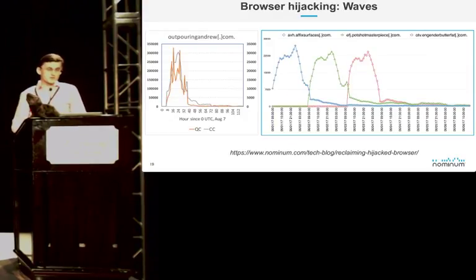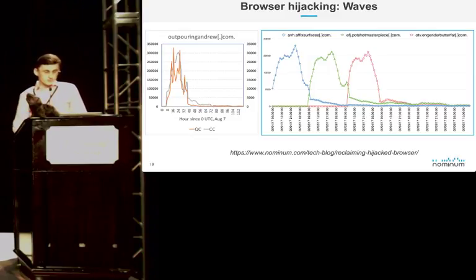There are more interesting examples: browser hijacking. There are different types of browser hijacking. On the left, there's analysis about outpouring Android.com that we saw on that day. If you search Google, you can find some articles on how to get rid of this browser hijacker. But the interesting thing is, it looks like it's a single domain, but it's not.